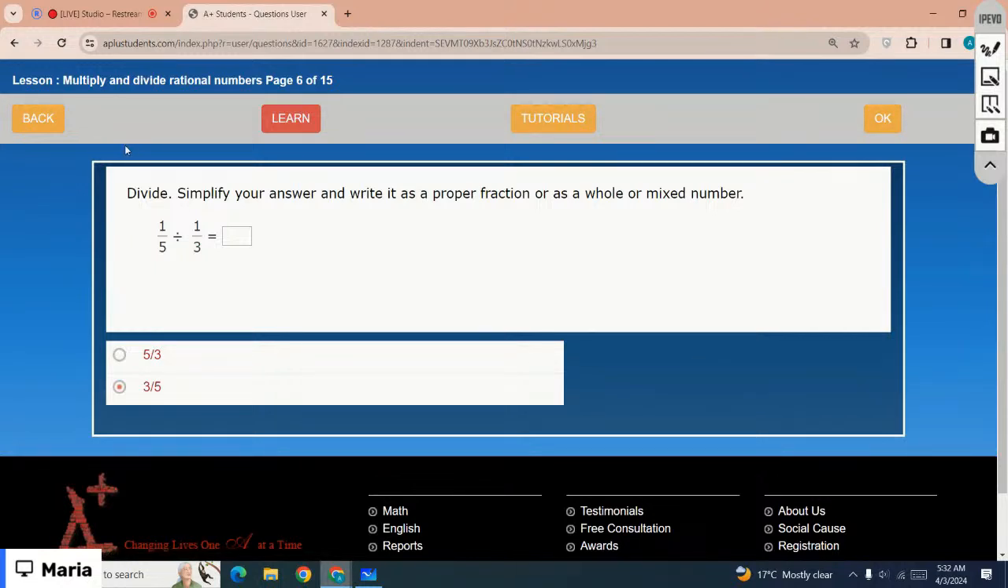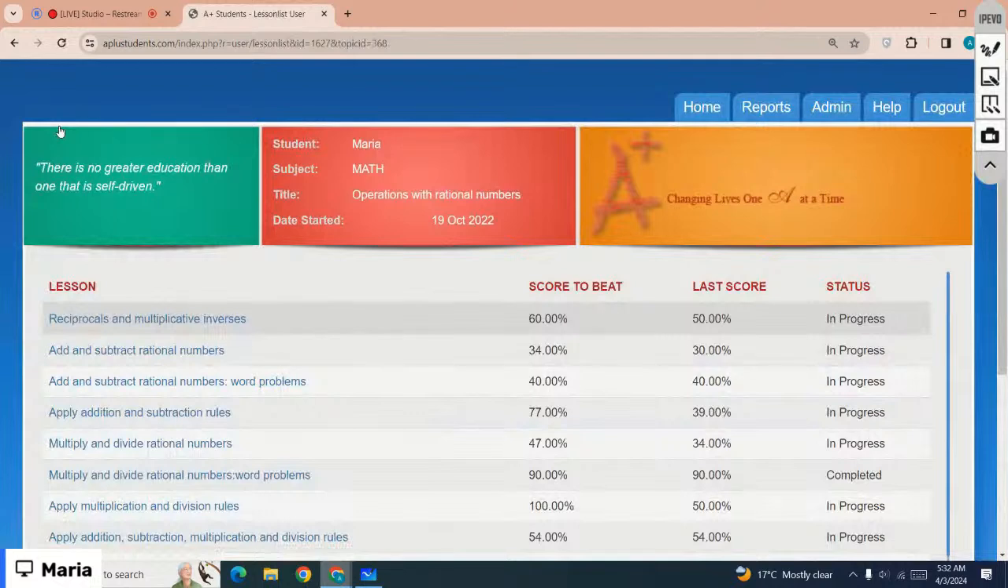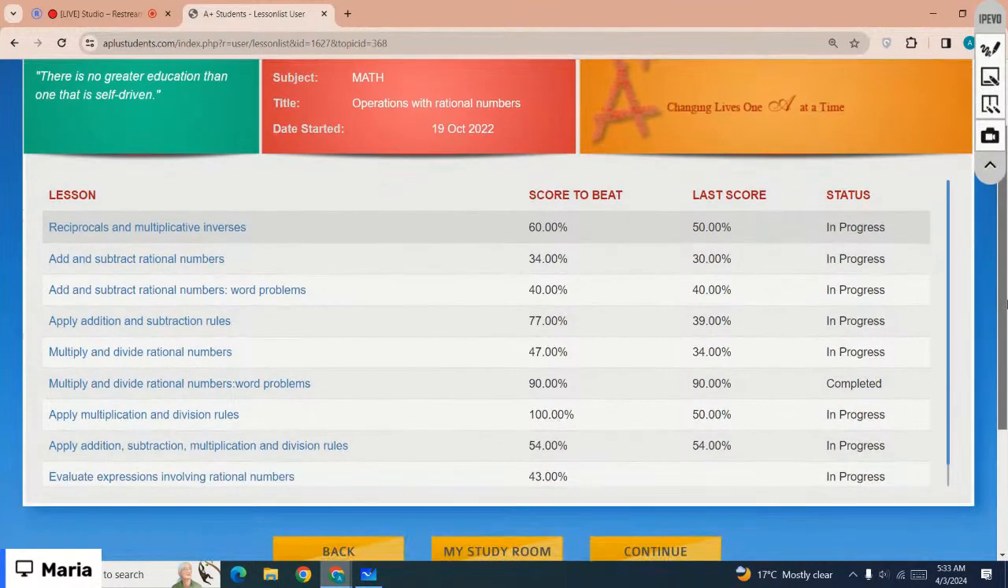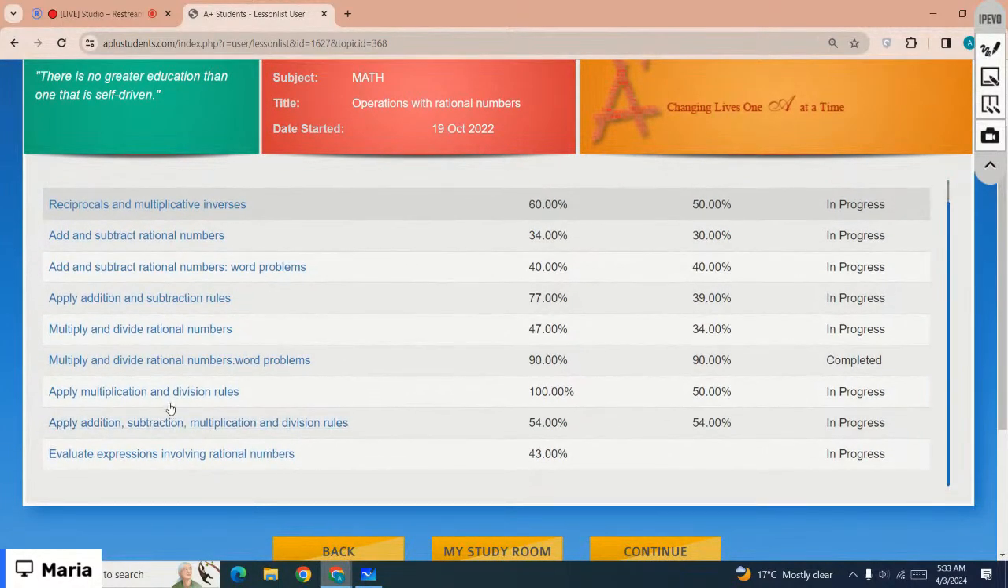Okay, you can complete the lesson by yourself later today. Let me just move on to the next lesson. The next lesson is multiply and divide rational numbers word problems. You can do the word problems on your own, right? I'm going to start with applying multiplication and division rules.